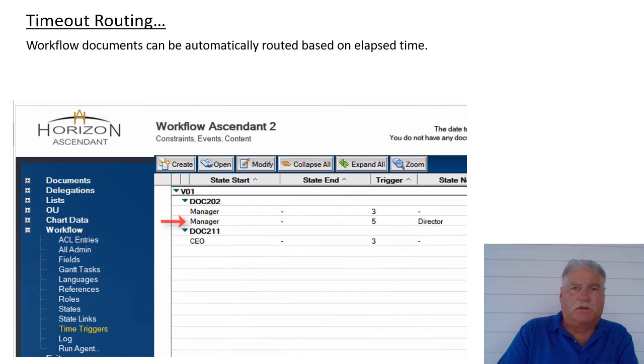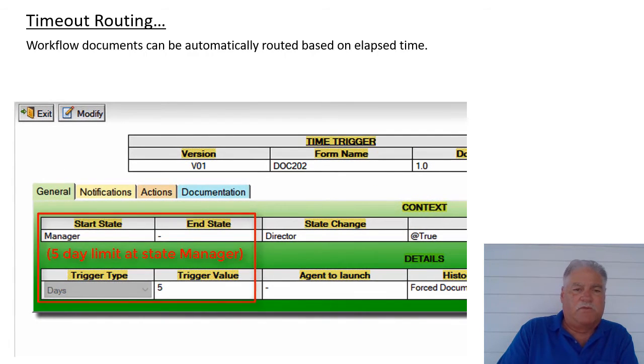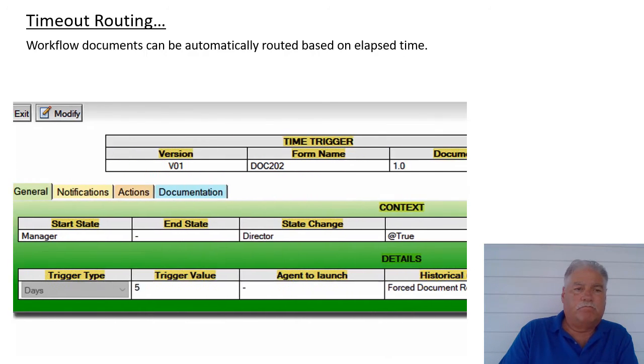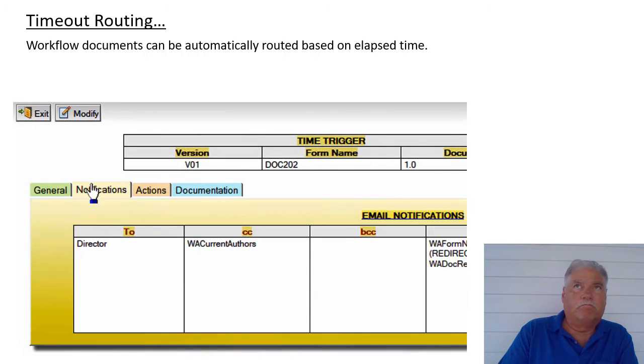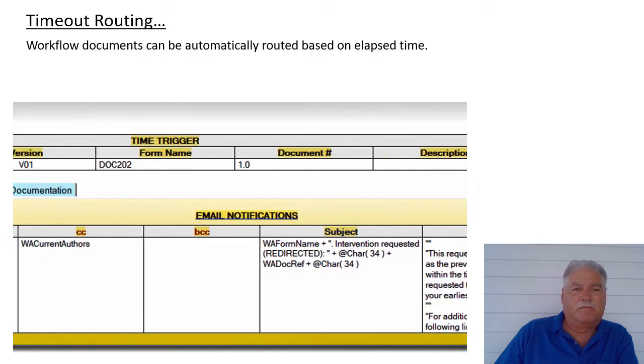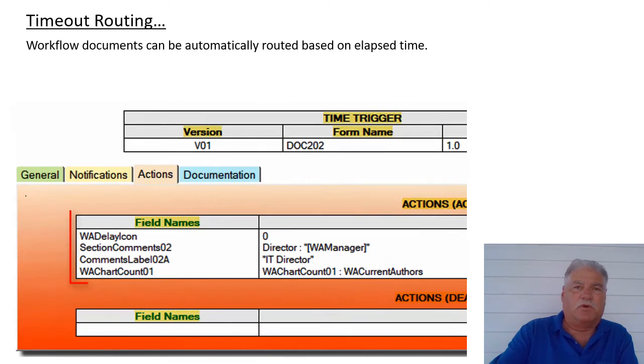And just as before, dealing with a time trigger. There's the basic definition with the twist that here you see that the state change has been indicated, along with the historical log being updated. The email sent. There we have it. And finally, the various fields that have been updated in the workflow document.